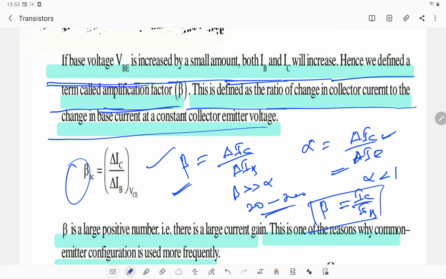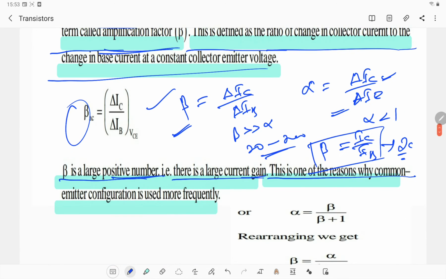This is for DC circuits. Here beta is a larger positive number, so there is a large current gain. This is one of the reasons why the common emitter configuration is used more frequently.